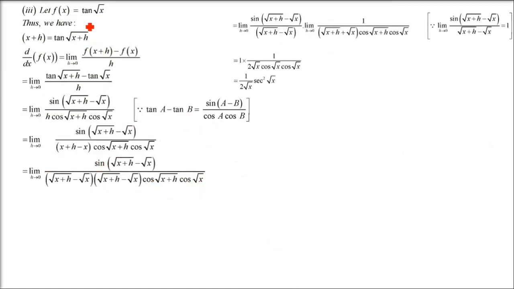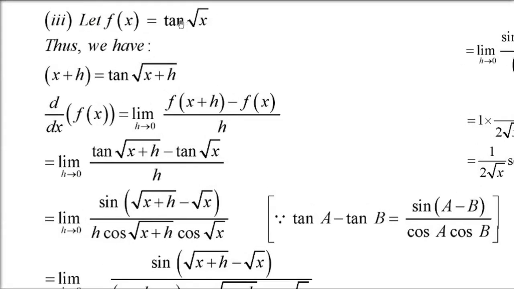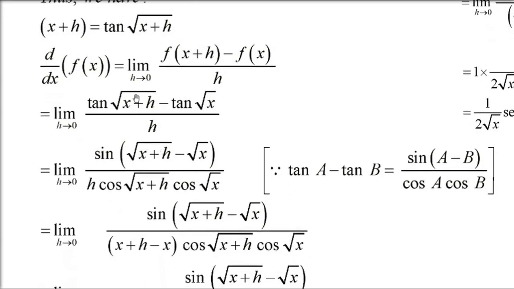Okay, tan √x. So the same thing we have to do. So tan √(x+h) minus tan √x, by h. Now either you can do it as sin a by cos a, or there is a direct formula. Even if you do sin a by cos a, the same thing will come.